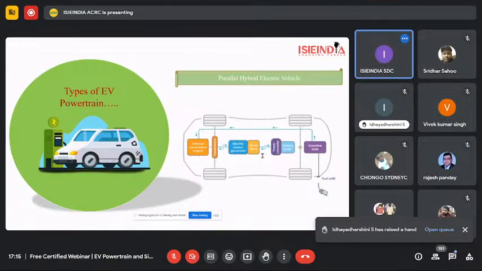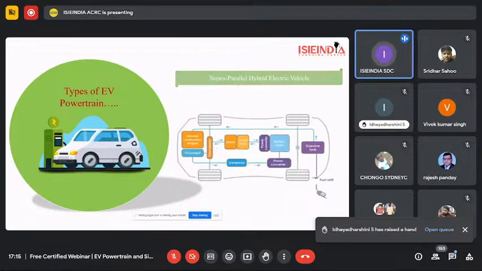In this parallel hybrid electric vehicle, you can see here whenever we decelerate, kinetic energy is produced while braking or decelerating. The kinetic energy will be converted into electric energy, and during that instant, this electric motor will be acting as a generator, and that generator will give the power to the battery. So this is the architecture of the parallel hybrid electric vehicles.